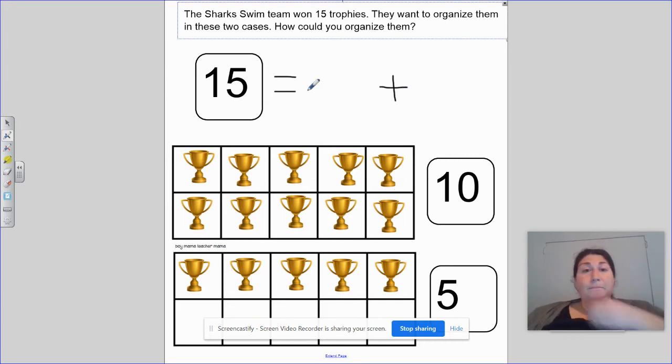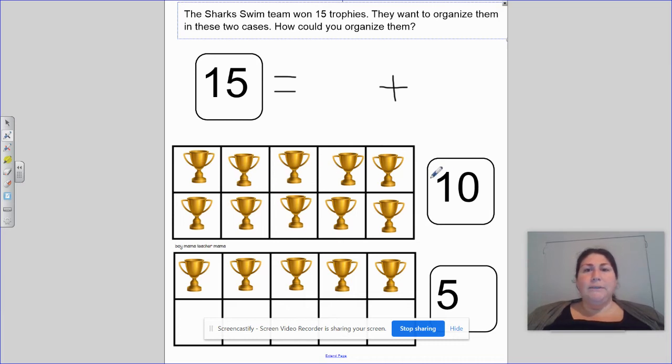So you can see that on this page, I have the same question up top. The Shark swim team won 15 trophies. They want to organize them into 2 cases. How could you organize them? There are some other ways that you could have organized them that are correct, but we're going to be talking about how teen numbers are 10 and some more ones. So that's why we organized it this way.